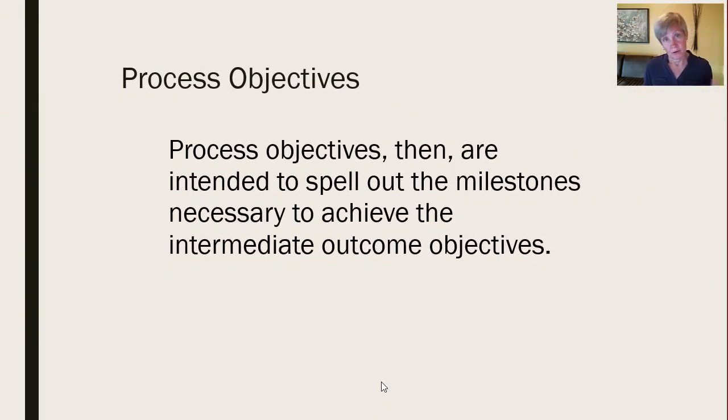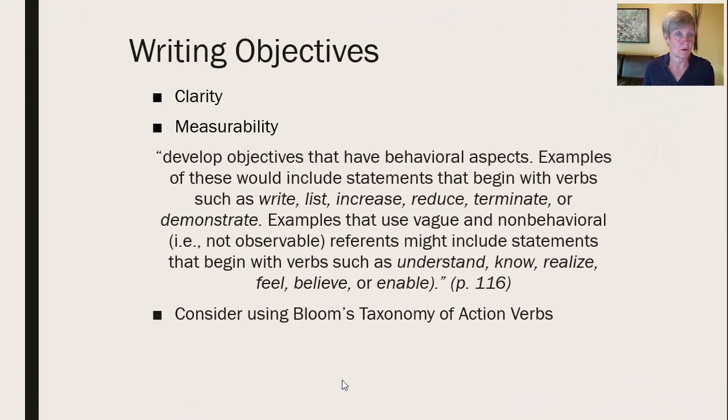Process objectives. Now, going back to the logic model, that's back under activities. That's back toward more the middle. Process objectives are intended to spell out the milestones necessary to achieve the intermediate outcome objectives. So make sure you're understanding that and how they differ. And if that visualization helps you, that you start with the end in mind, I think it'll make sense to you as you read the chapter or as you have read the chapter. Maybe go back and review it, especially when you are taking this week's GIST quiz.